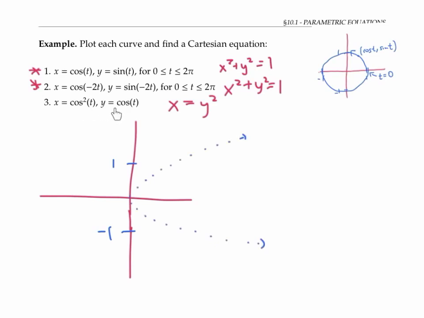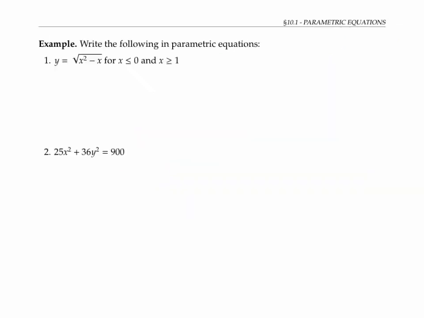Remember that y is given by cosine of t, so y can only range between negative 1 and 1. So we're only getting the portion of the parabola that I shade in here. As t varies from, say, 0 to pi, I traverse this parabola one time. And then as t goes from pi to 2 pi, I go back again in the other direction. And as t continues to increase, I traverse this parabola infinitely many times. The Cartesian equation for this curve is the equation x equals y squared, with the restriction that y is between negative 1 and 1.